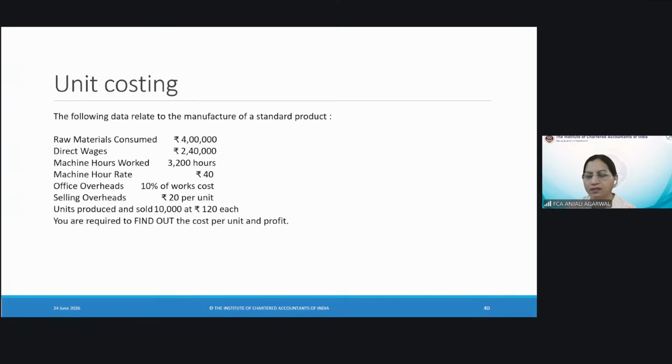Last topic today is unit costing. When we talk about unit costing, how do you calculate the cost per unit? So it is quite simple. Like we have prepared the cost sheet earlier.